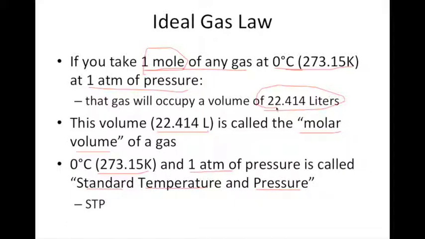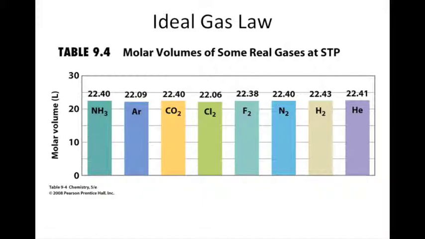And we abbreviate standard temperature and pressure. You'll often see it just as STP. So here's a little chart that shows you kind of what we were talking about there. These are the molar volumes of some real gases at STP. So again, an ideal gas would have a molar volume of 22.414 liters at STP.